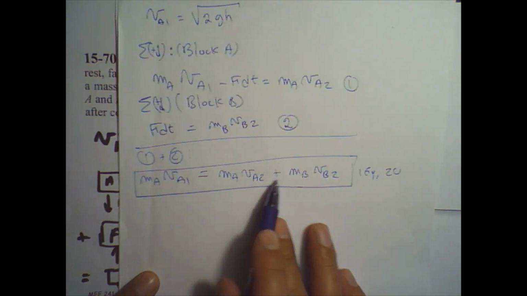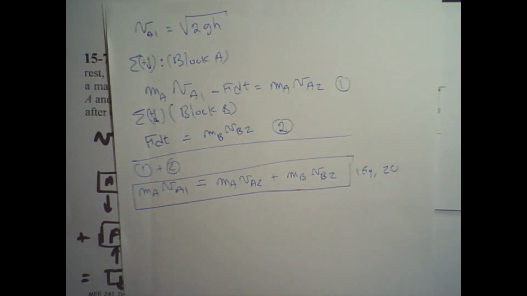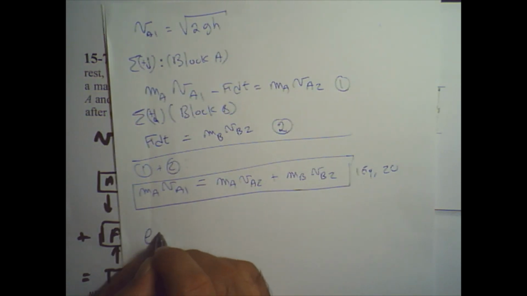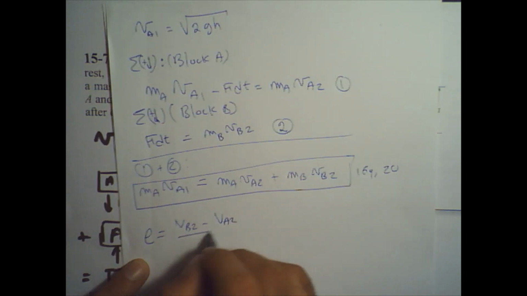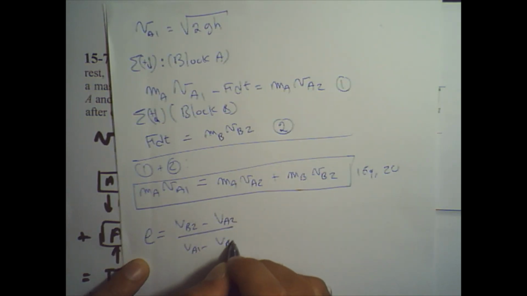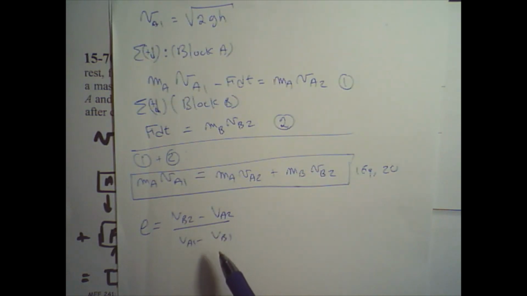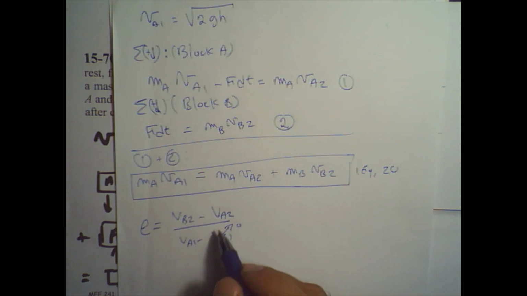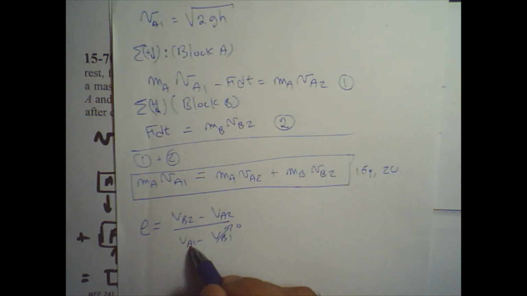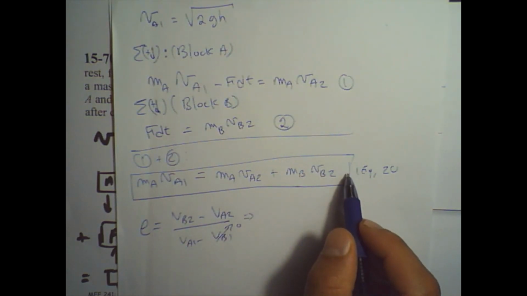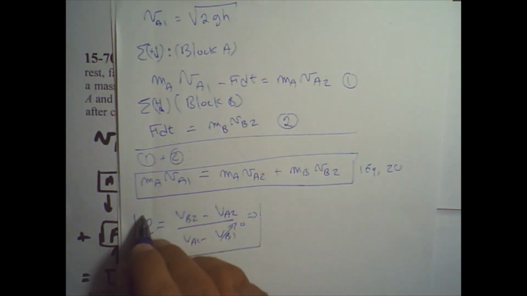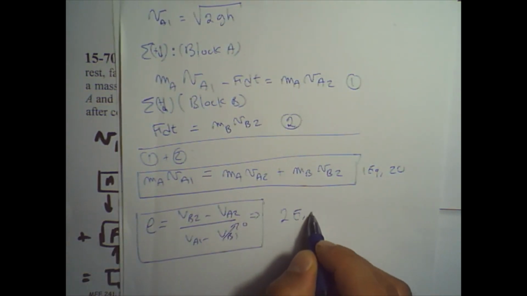And for us to be able to solve v_A2 and v_B2, what do we have to use? We have to use the coefficient of restitution, and we said the coefficient of restitution is v_B2 minus v_A2 divided by v_A1 minus v_B1. What is the initial velocity v_B1? B has no initial velocity. How about block A, does it have an initial velocity? Yes, block A has an initial velocity. So now we have two equations and two unknowns.